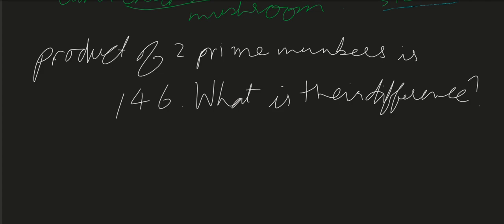What is the difference between those two prime numbers? What are prime numbers again? They don't have more than one factors. They only have 2 factors. A number greater than 1 that has only 2 factors.